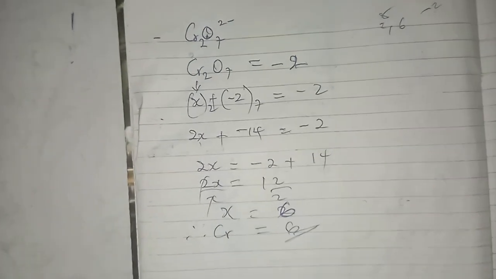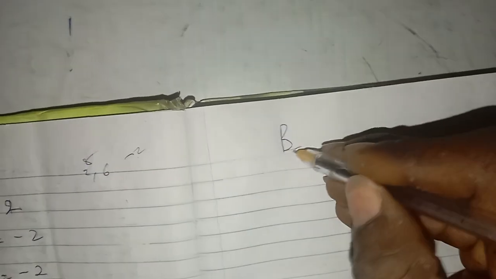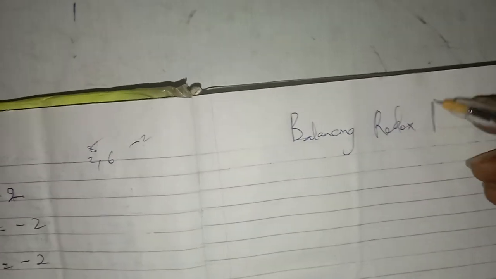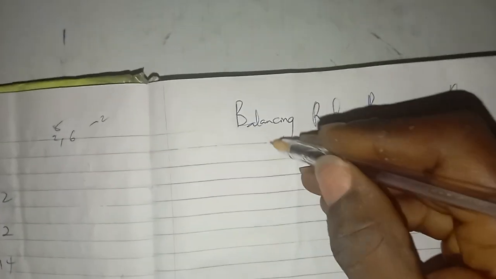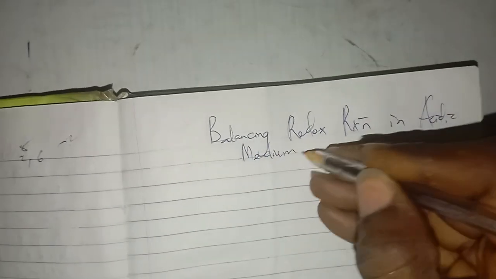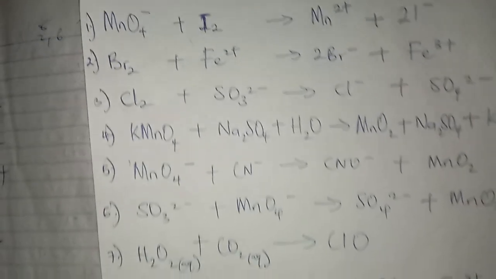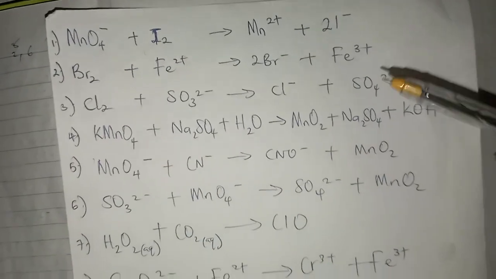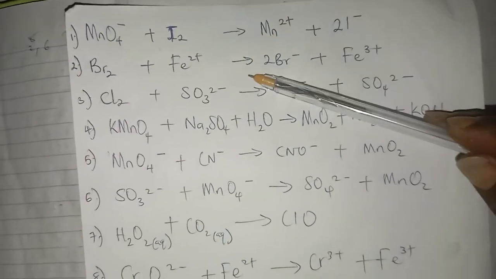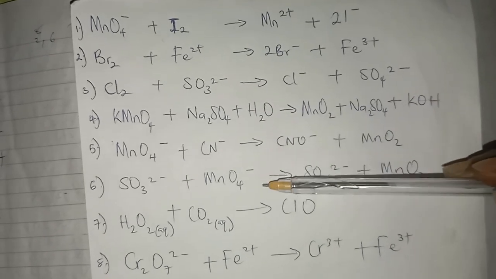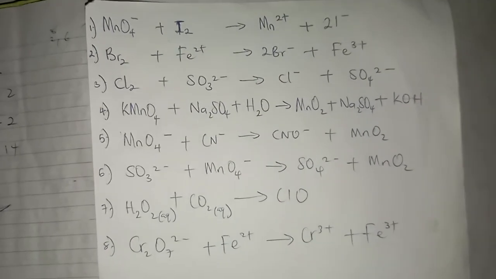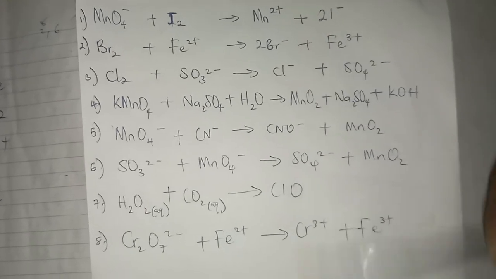That's the answer. So from here, we'll move to the next part, which is balancing redox reaction in acidic medium. So we have all these questions: question 1, question 2, question 3, question 4, question 5, question 6, question 7, question 8. So I will solve question 1 and question 2. You use the rest as your assignment.